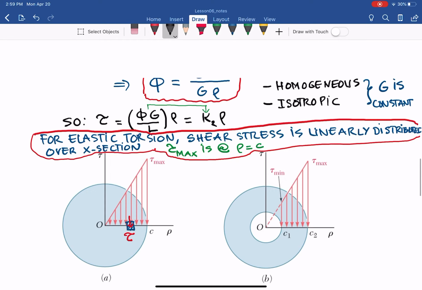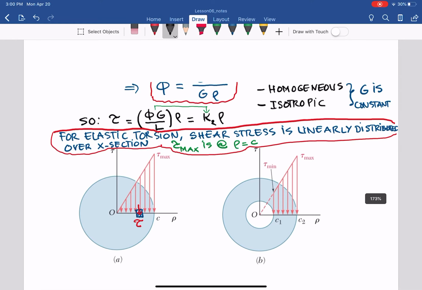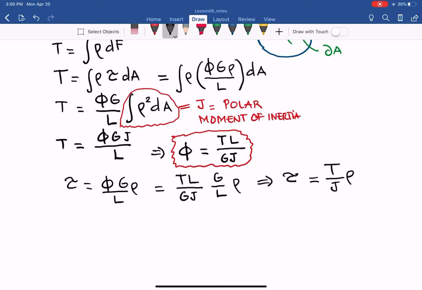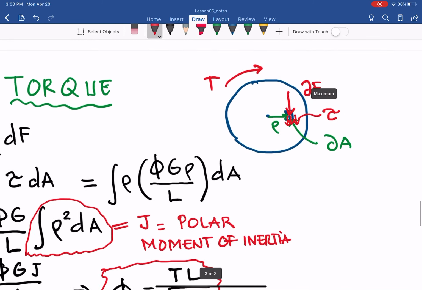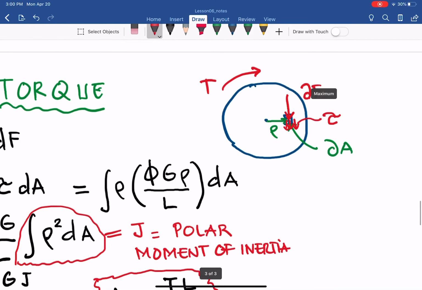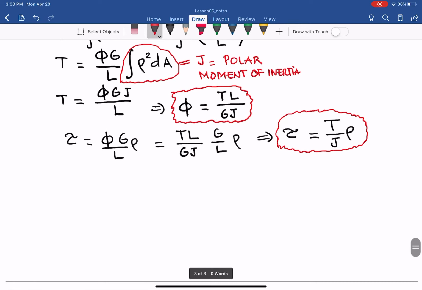And the same as we defined before, it is linearly distributed over the cross section. If T changes, then tau changes. J of course, the cross section, is the same throughout the member, so it only depends on rho, which is the radial distance from the center to the point where you want to measure the shear stress in the cross section. So from here we have that tau. Those are two important equations that we have.